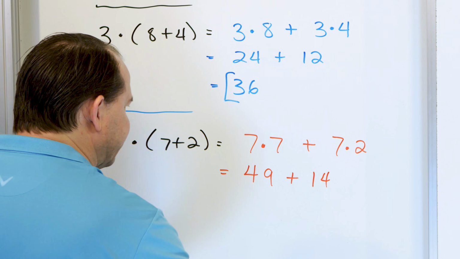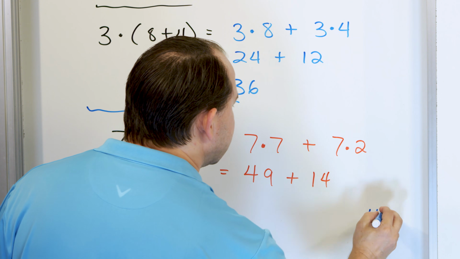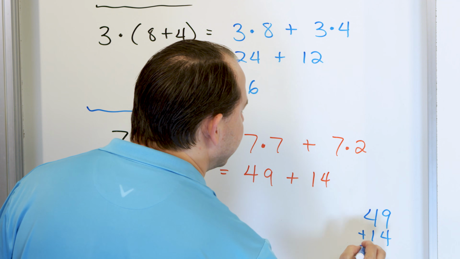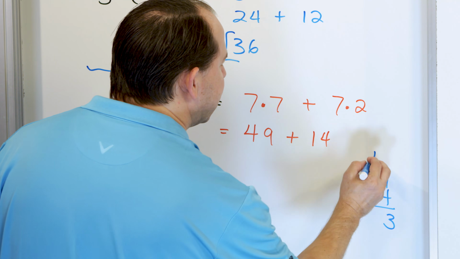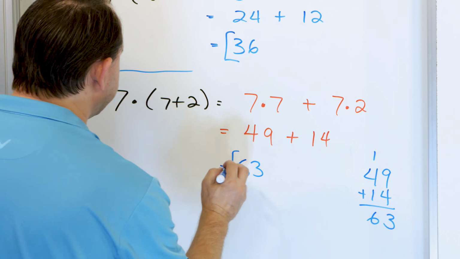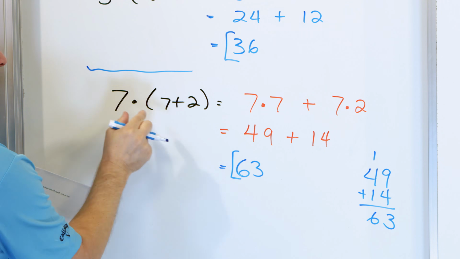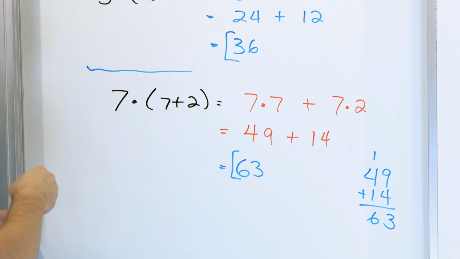Well, maybe you're not totally sure what this is going to equal, so just go over here and say 49, 14, and add. This will give you 13, and then that's 5, and that's 6, so you get an answer of 63, and that's the final answer. Always check yourself. This gives you 9, and then 9 times 7 is 63, so you know it's correct.